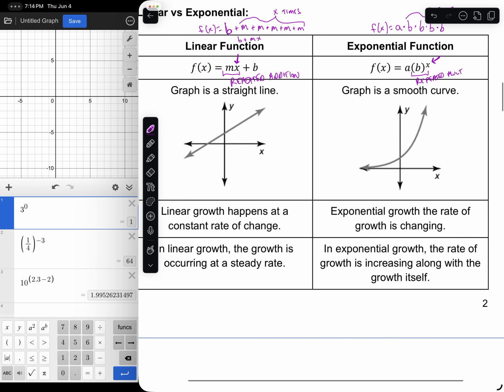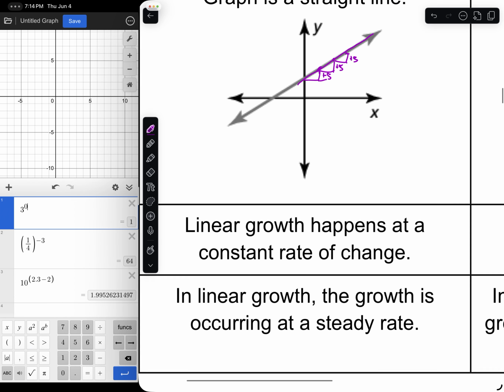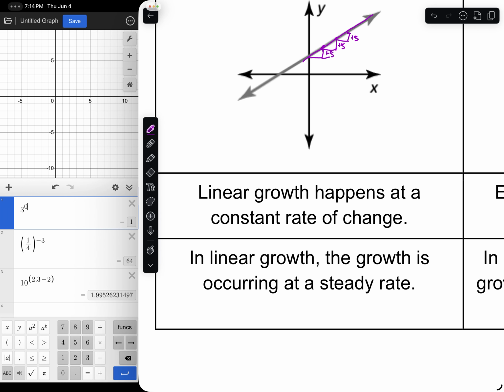When you do repeated addition, if you just always add 5, and then go over the same amount and add 5, you're going to get these points that line up perfectly in a line. Okay? So linear growth happens at a constant rate because you're always just adding 5. The rate doesn't change. It's occurring at a steady rate.